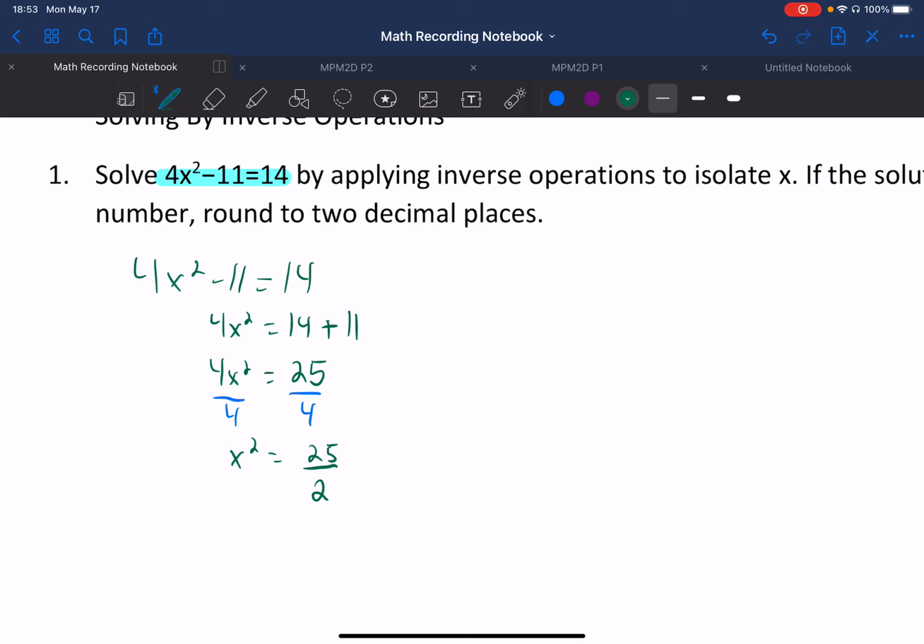So what we want to do here is take the square root. We need to get this x squared to just x. And the way to get an x squared to just an x is to square root it. So we square root both sides. What we end up getting at this point is x equals plus or minus the square root of 25 over 4.